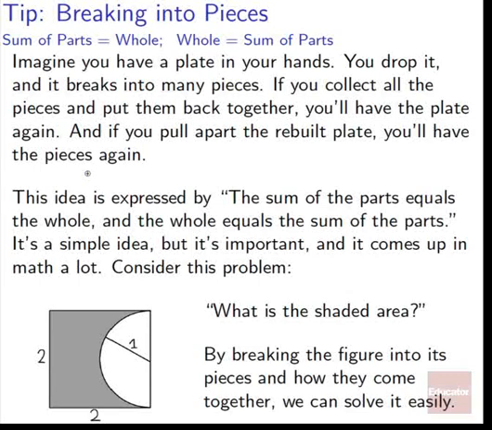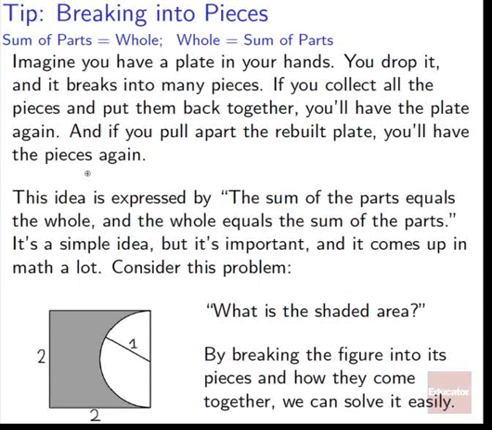Imagine you have a plate in your hands. You drop it and it breaks into many pieces. If you collect all the pieces and you put them back together, you'll have the plate again, right? And if you pull apart the rebuilt plate, you'll have all the pieces again. So you can take something into the pieces that make it up and you can put it back together to make the whole. The whole is made out of its parts and the parts make up the whole.